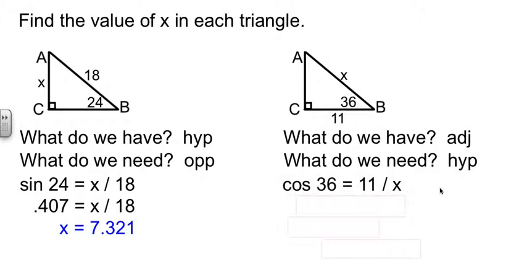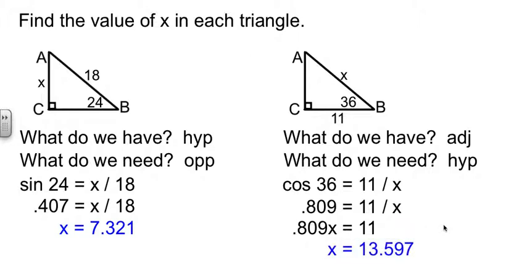So cosine of 36 is equal to 11 over x. Okay. Trusty calculator again, cosine of 36, it tells me is 0.809. I'm going to multiply by the x to get it out of the denominator. And then I'm going to divide by the 0.809 to find out what x is.